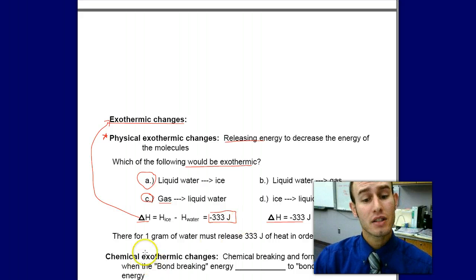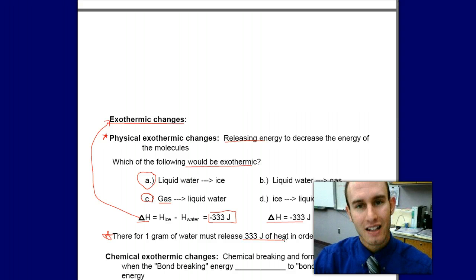All right. And here's a good point to make here. This is just some good information. If 1 gram of water has to lose that much heat in order to become ice, that's a lot of energy to become ice. That's why water has a high specific heat.